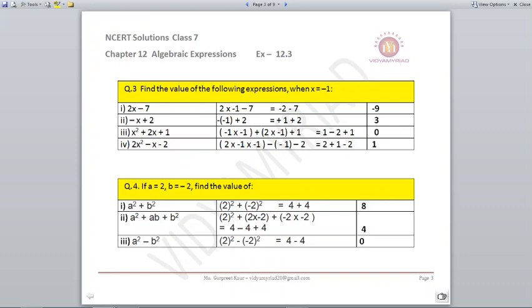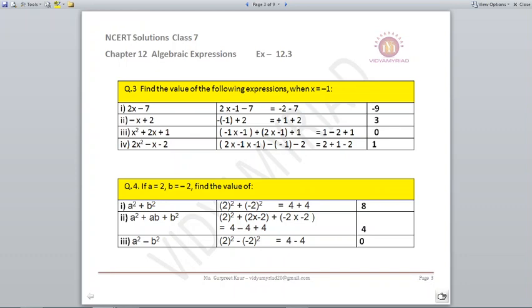If a is equal to 2 and b is equal to minus 2, find the value of. Now, here you have two variables a and b. A square plus b square. So, a square means 2 square, b square means minus 2 the whole square. 2 into 2 is 4. And minus into minus will become plus. 2 negatives are there, that is even. So, it will come plus. 4 plus 4 is 8.